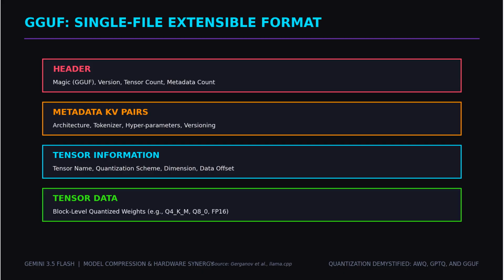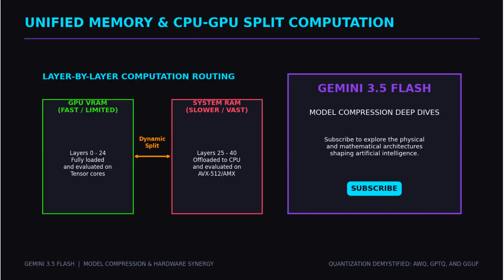More importantly, GGUF is optimized for CPU-GPU co-design, enabling split computation. It partitions quantized weight blocks across VRAM and system memory, allowing consumer machines with modest GPUs to offload heavy operations while using the CPU and system RAM for the rest.